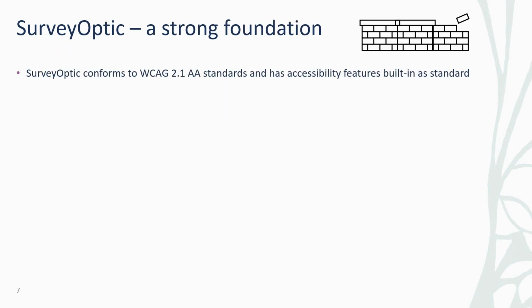Remember, SurveyOptic conforms to WCAG 2.1 AA standards and has accessibility features built in as standard, meaning you don't have to worry about the technical challenges of making an accessible website or mobile application. Pair this foundation with good survey design, like the good practice found in this video series, to ensure a survey is accessible. You can find more information about accessibility standards on the World Wide Web Consortium or W3C website.